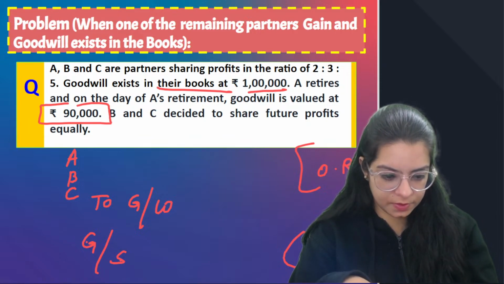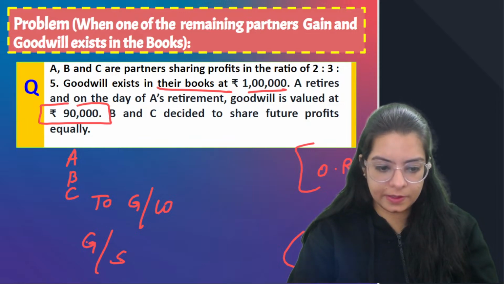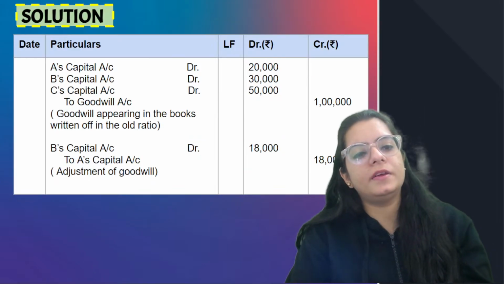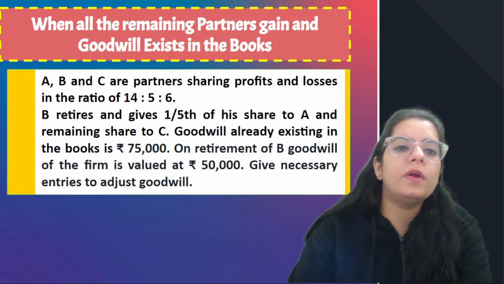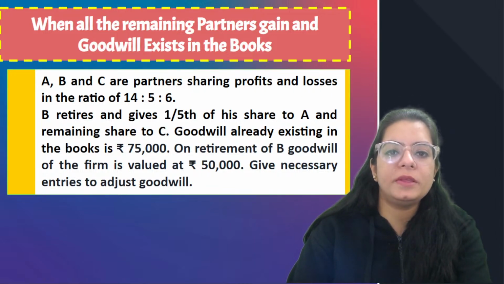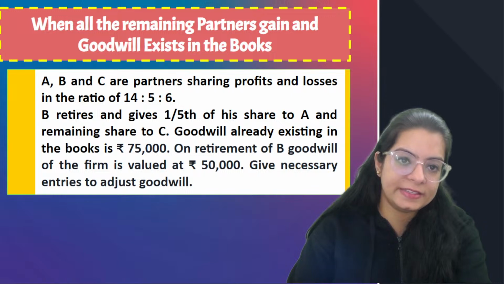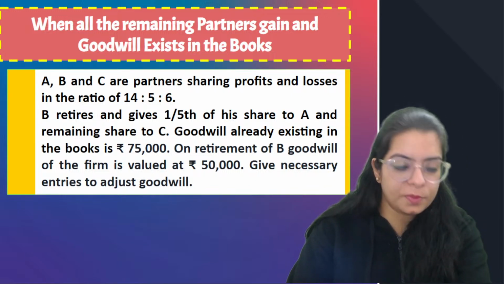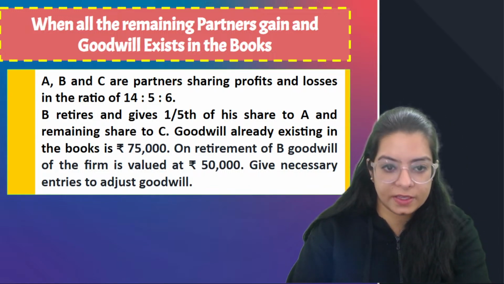Okay, ji. Next part of retirement is when all the remaining partners gain and goodwill exists in the books. So what happens if all the remaining partners are gaining?